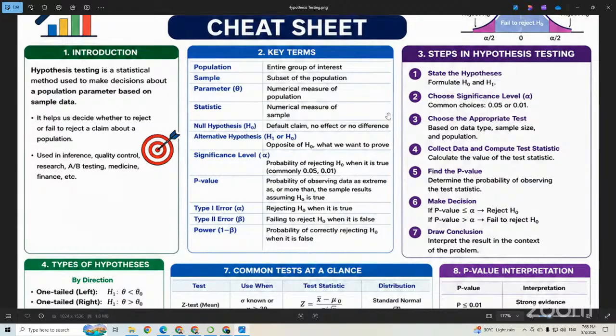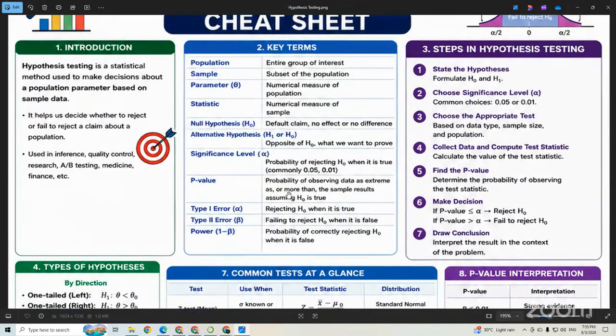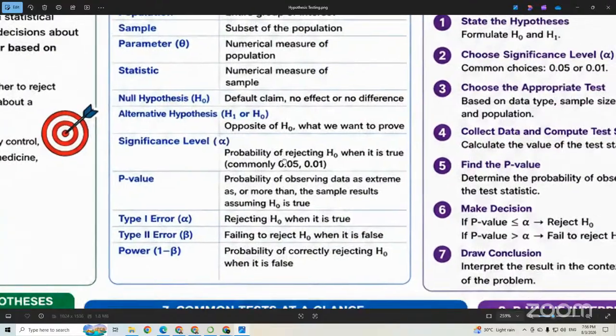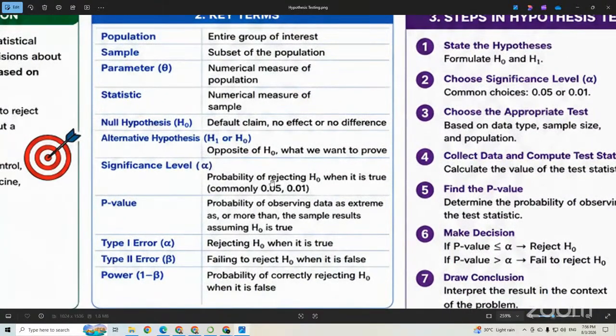So these are some key terms which are essential to understand here. I just have the overview. For more detail, you have to read this entire chapter, but here we collect only the important information which we can use. The population is the entire group of interest, and a sample will always be a subset of the population. The parameter theta is the numerical measure of the population. When we use a real example, you will understand the importance of this theta. So this is only the assumption.